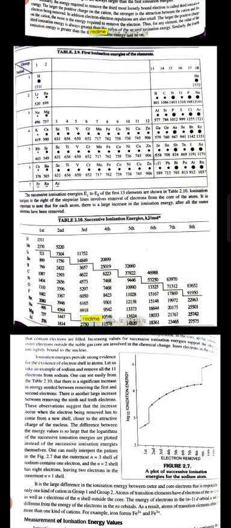The successive ionization energies from E1 to E8 of the first 13 elements are shown in table 2.10. Ionization energies to the right of the stepwise line involve the removal of electrons from the core of the atom. It is important to note that for each atom there is a large increase in the ionization energies after all the outer electrons are removed.